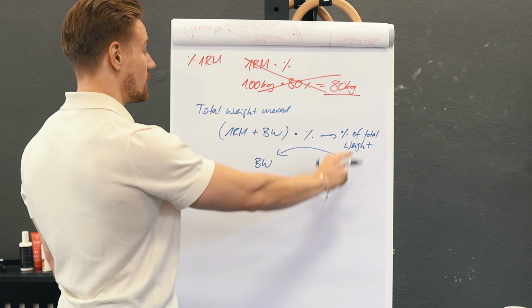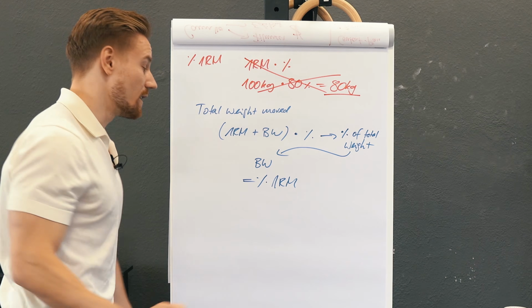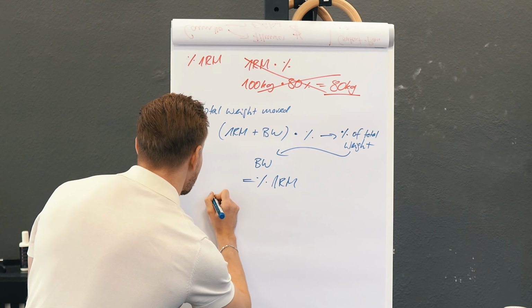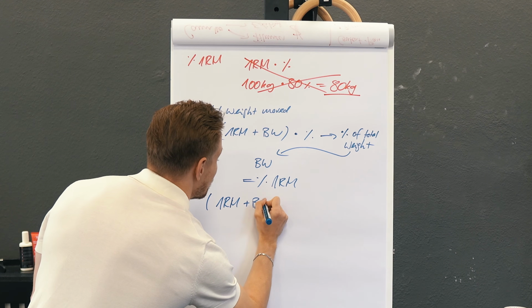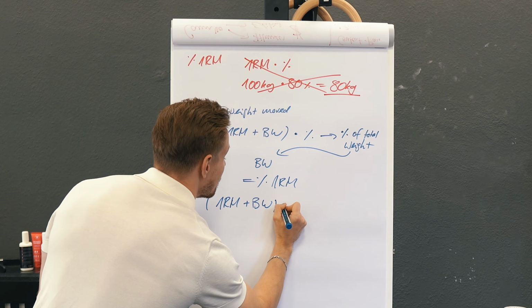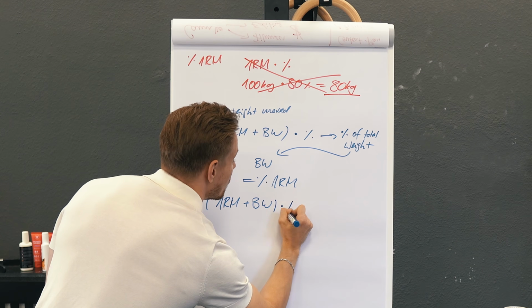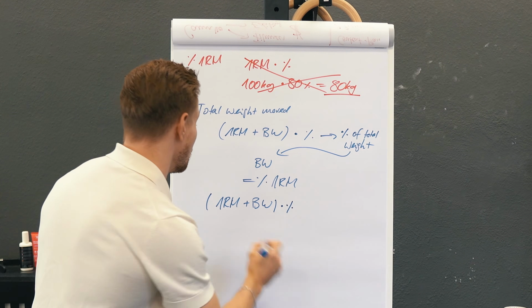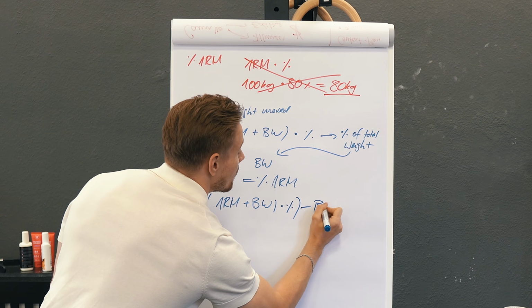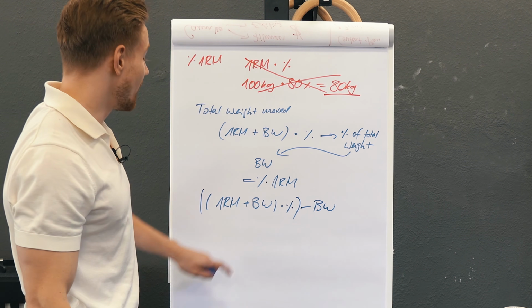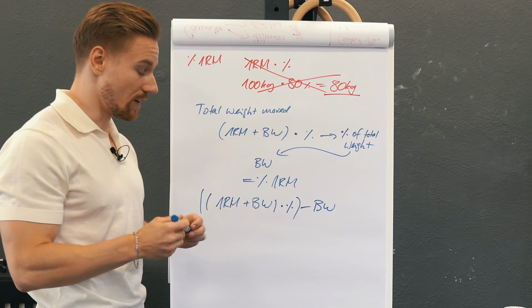If we put that into one formula, it's basically just 1 rep max plus body weight, in brackets, times the percentage value that we want to have, minus the body weight again, and then we will have the final value.